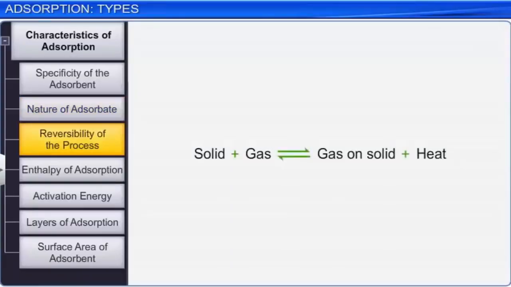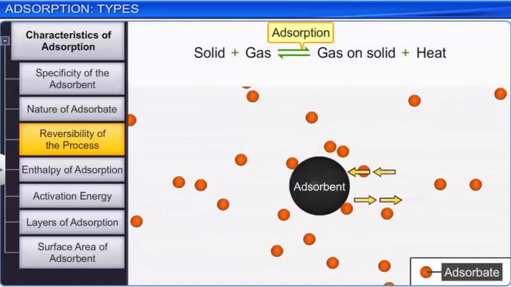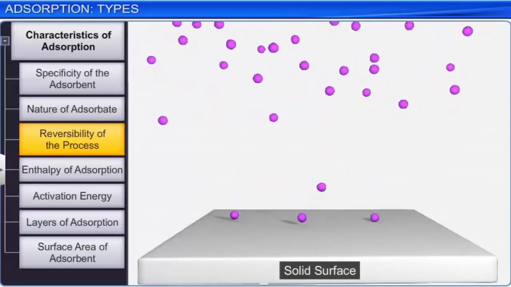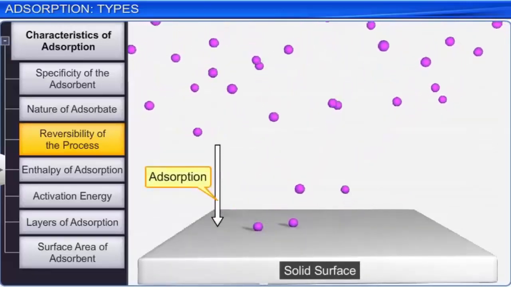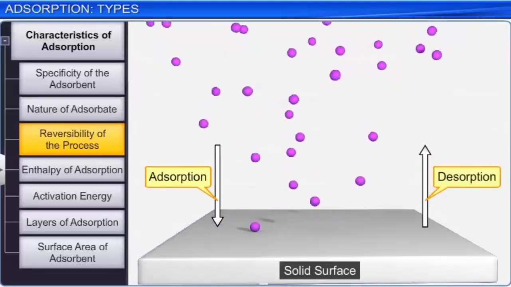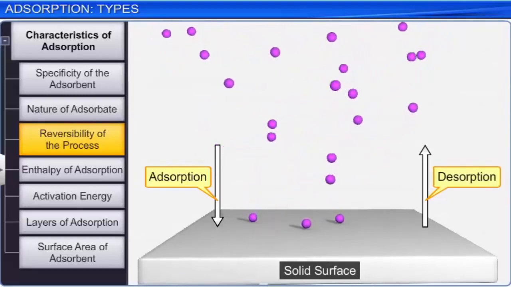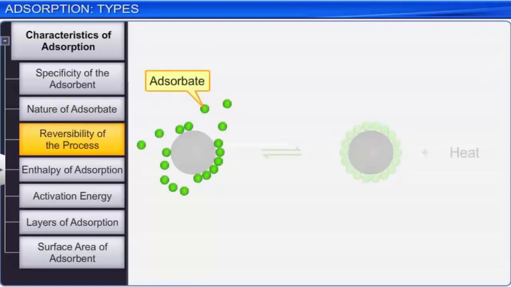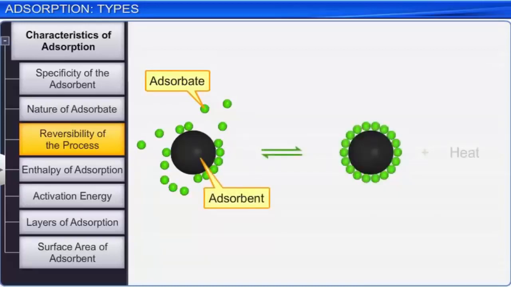Let us now discuss the reversible nature of the process. Like any other equilibrium, adsorption is a process involving true equilibrium, with adsorption on one side and desorption on the other. The two opposite processes include the adsorption of gas molecules on the surface of a solid and desorption of gas molecules from the surface of a solid into the gaseous phase. You know that adsorption is an exothermic process. The equilibrium can be represented as gas, the adsorbate, plus solid, the adsorbent, in equilibrium with the gas adsorbed on the solid plus heat.